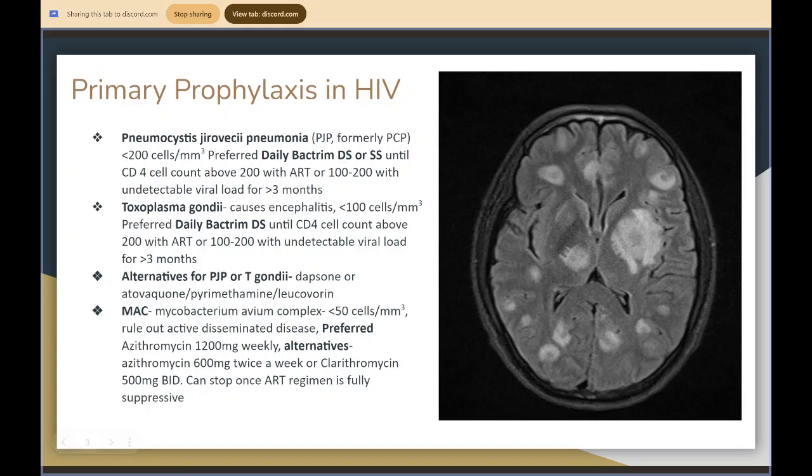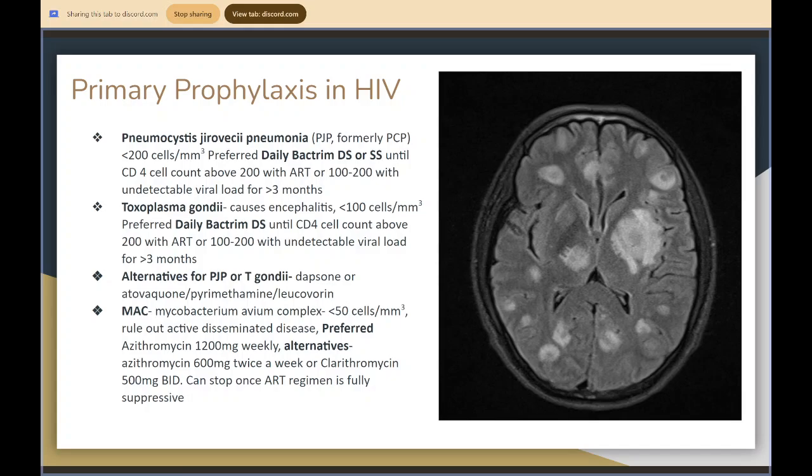The next slide, we're going to talk about primary prophylaxis in HIV. First, PJP, which is pneumocystis jirovecii pneumonia. It was formerly known as PCP, and that occurs when the CD4 cell count is below 200. Preferred is going to be Bactrim daily, either double strength or single strength, until the CD4 cell count is above 200 with antiretroviral therapy. Or if the CD4 cell count is 100 to 200 and there's an undetectable viral load for greater than 3 months.